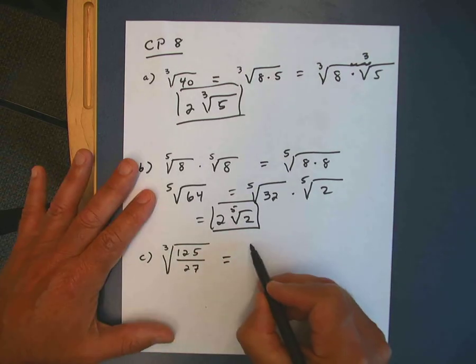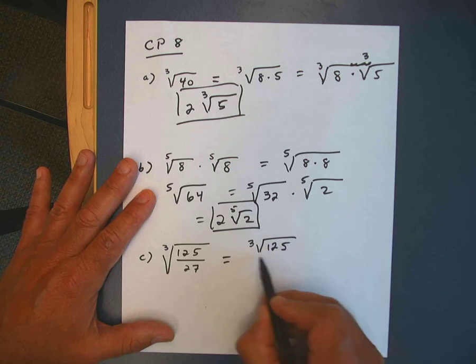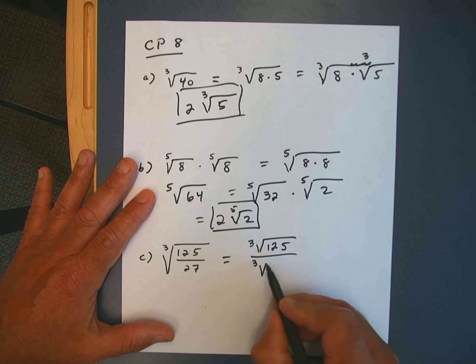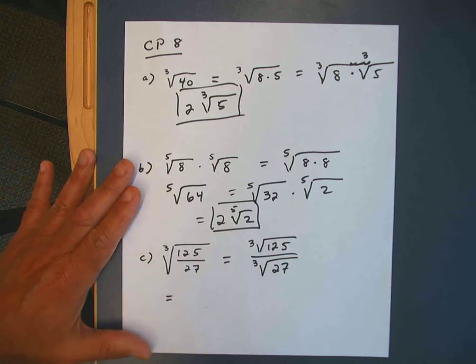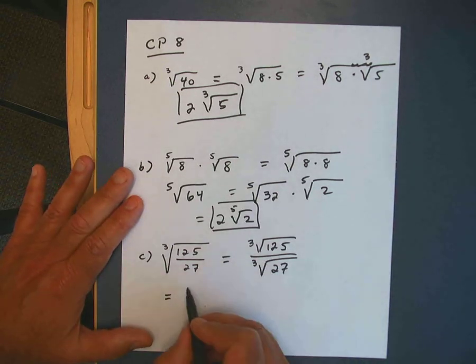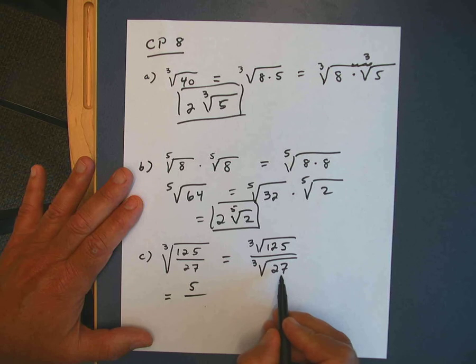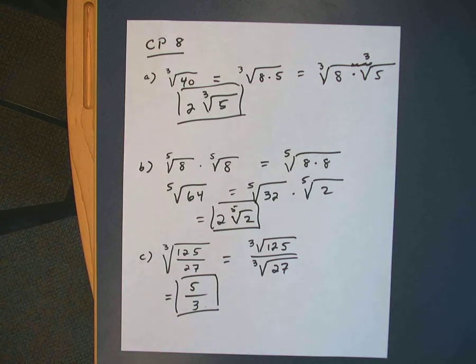We can split it into the root of the numerator, the cube root of 125 in this case, over the root of the denominator, which would be the cube root of 27. The cube root of 125 is 5. 3 to the third is 27, so the cube root of 27 is 3. So this simplifies to 5 thirds.